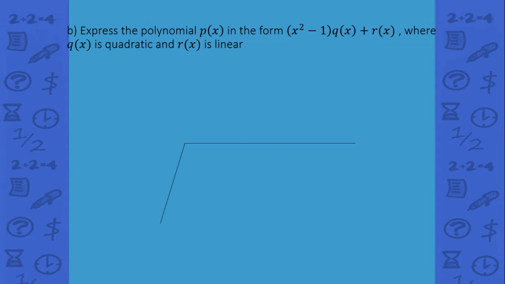For question B. Express the polynomial p(x) in the form (x squared minus 1) q(x) plus r(x), where q(x) is quadratic and r(x) is linear. Note, this question is related to the previous question. For the p(x) equation, we just simply substitute h and k into the equation. For this question, we were given factors from the previous question, so we directly multiply these two factors to form a quadratic factor.